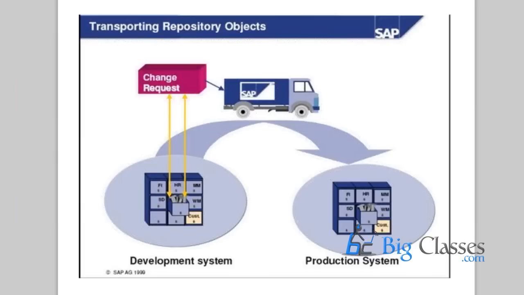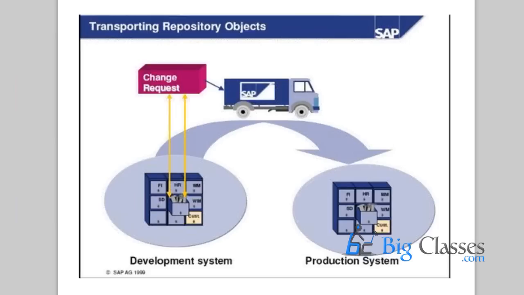So we have something called the development system. A normal SAP landscape will have three major systems. You will have the development system, the quality system, and the production system. The end user will always be accessing only the production system. The ABAP developer will always be working only in the development system. An ABAP developer is never given access to the production system.